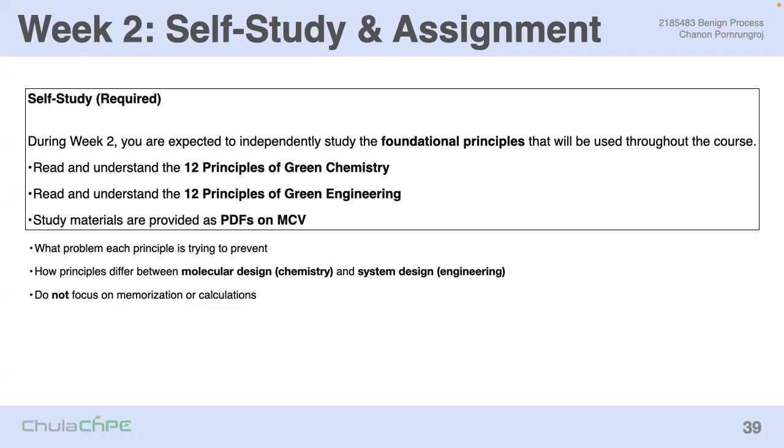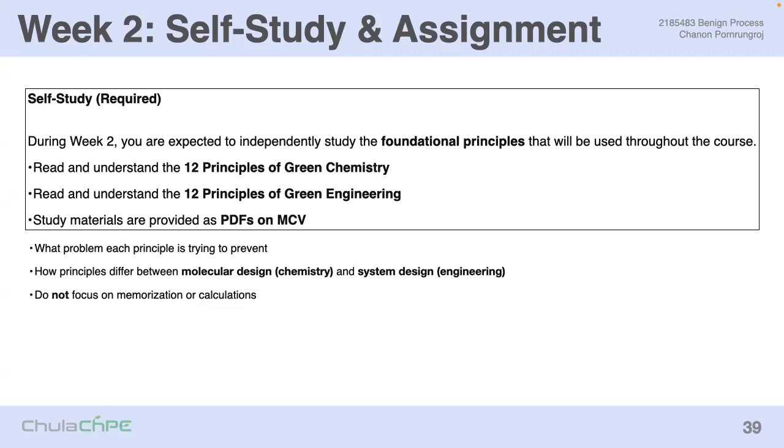What I want you to do is go to My Course View. There are two papers that I will upload. One is the 12 Principles of Green Chemistry. It's a very short paper, five pages or less each. Go read the two of them, the 12 Principles of Green Chemistry and the 12 Principles of Green Engineering. Try to understand them.